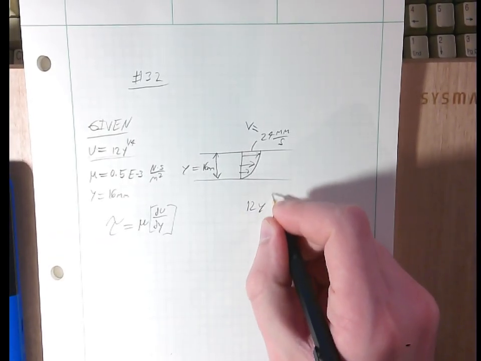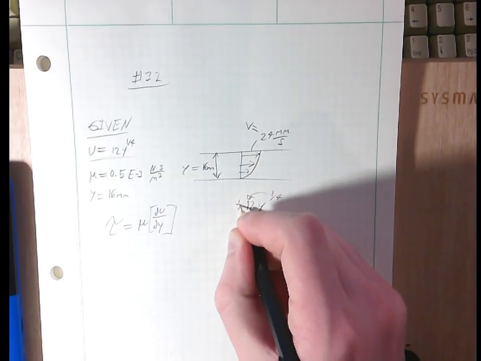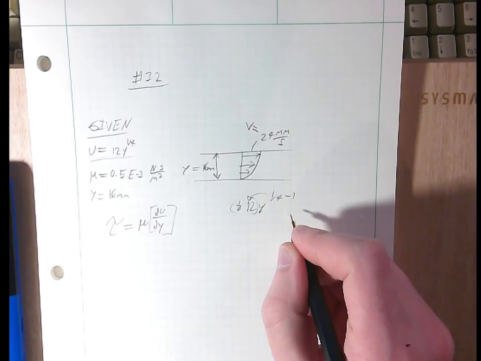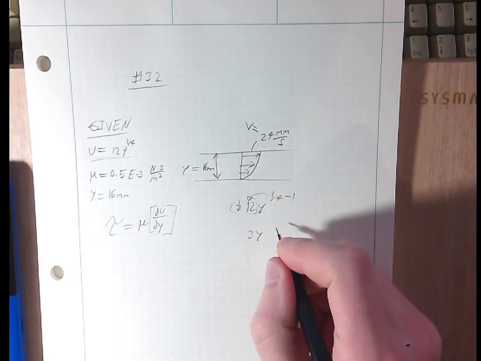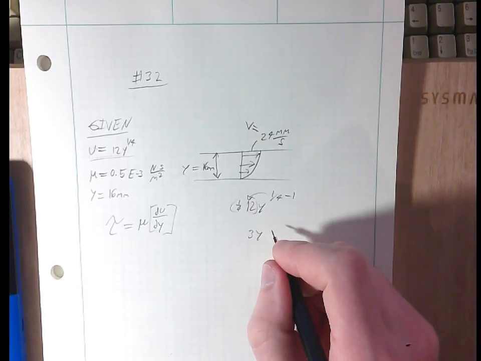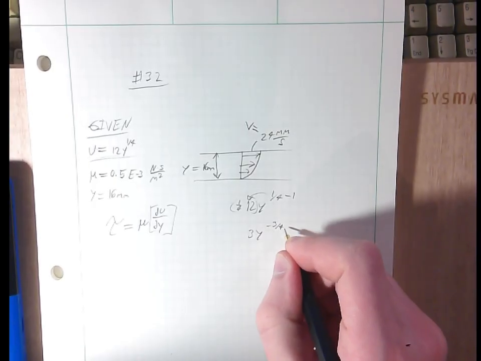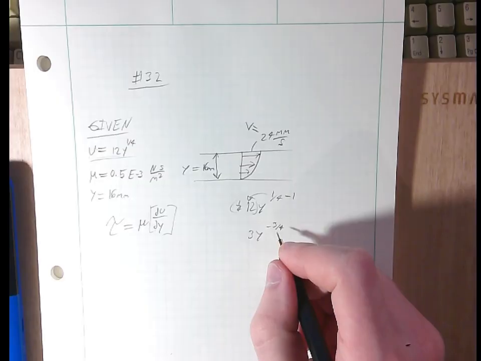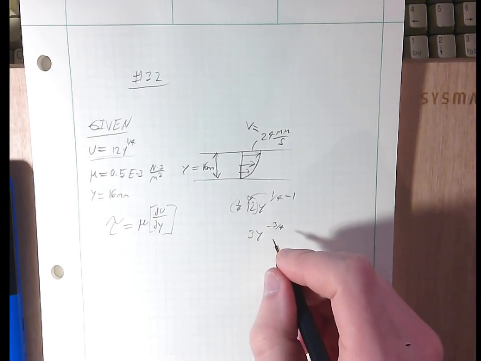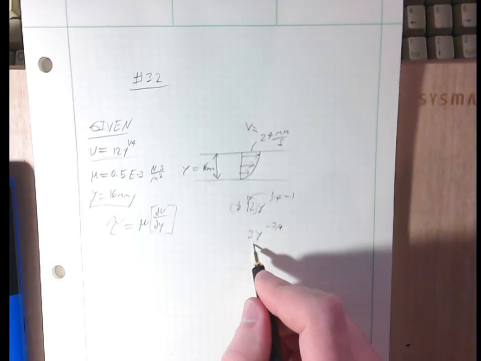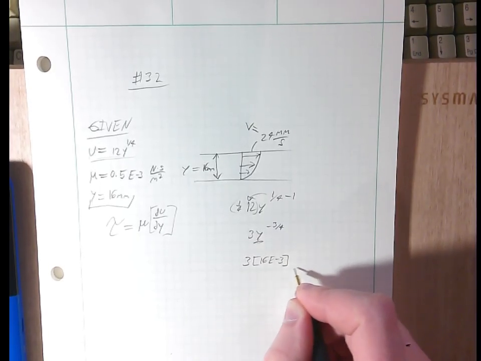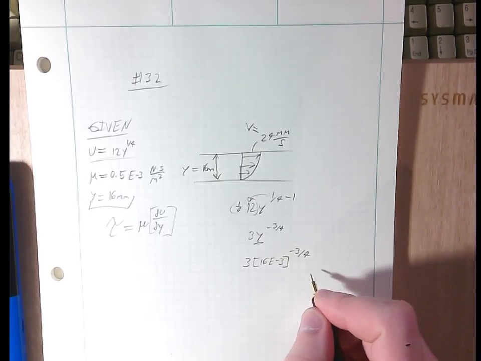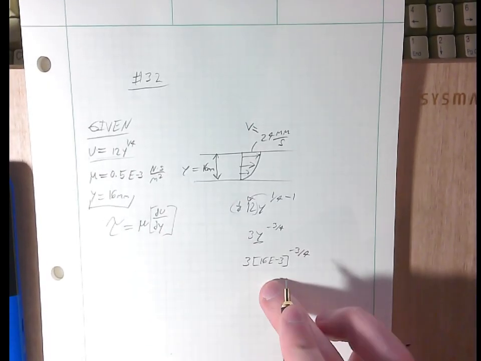So we have our 12y to the 1/4. We're going to move this in front, so it's 1/4 times 12y, and then we're going to subtract 1 from here. So this is going to be 3y to the, what's 1/4 subtract 1? I think it's going to be negative 3/4. And now we plug in our y into this. It's going to be 3 times 16e to the negative third, to the negative 3/4. And this is what our du over dy is going to equal.